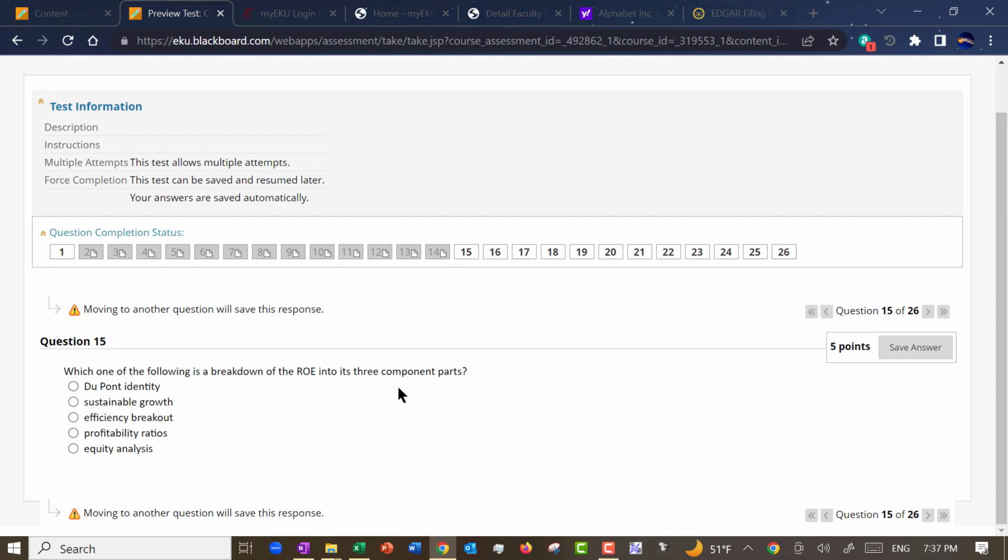Each one of the following is a breakdown of the ROE into its 3 component parts. Let me hear different voices. We just talked about this. DuPont.